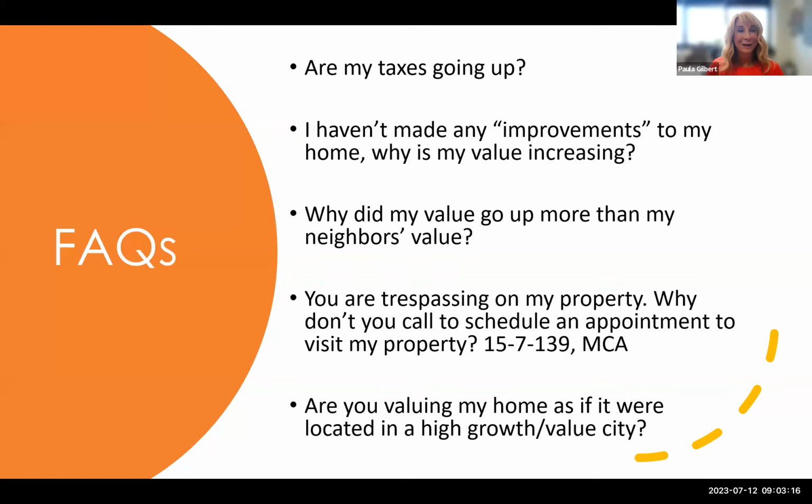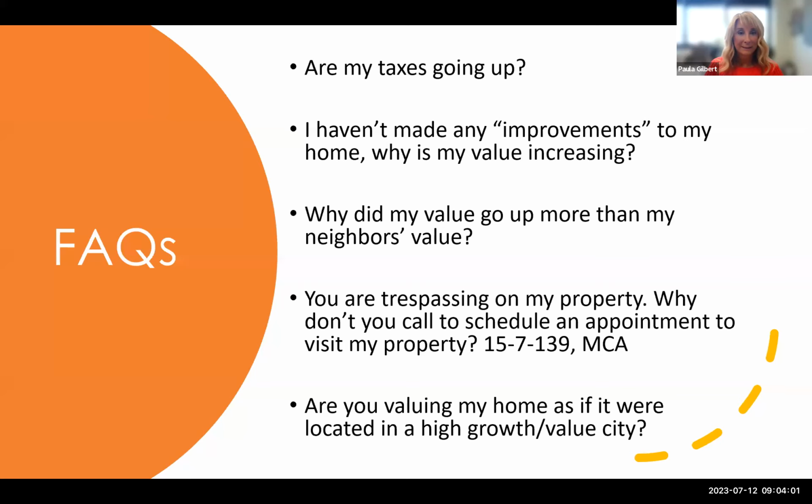Another one is, why did my value go up more than my neighbor's value? We hear this quite often. Remember that we select comparable sales based on each of the property characteristics. And any slight difference between you and your neighbor's property will generate different comparable sales properties for each house, causing a different valuation. We may have selected different variables to compare houses with, and the amount of those variables will change each cycle as well. What is important is that we have your property characteristics correct so that the adjustments we are making are reflective of your property.